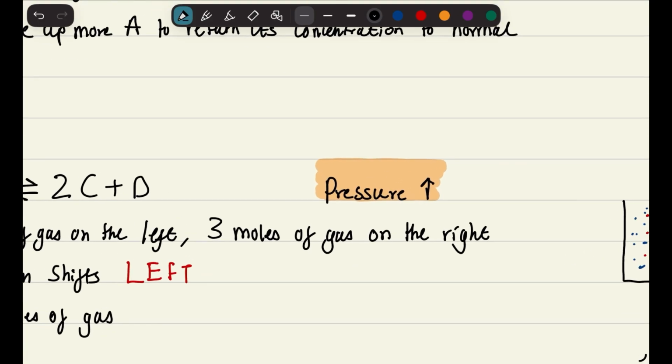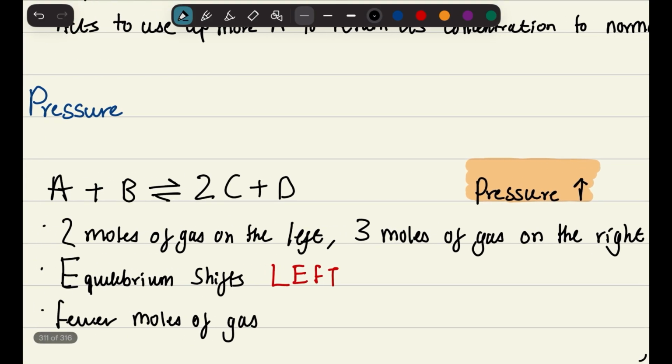Pressure. Again, we've changed the equation a bit, so now there are 2 moles of C. If we increase the pressure, remember what pressure is: the force on a specific area. There are 2 moles of gas on the left and 3 moles of gas on the right. If we favor the backwards reaction, forming more of the 2 moles, the pressure is going to be a bit lower. Whereas if we form more of the 3 moles, more particles are in that same unit of area, meaning the pressure is going to be higher.